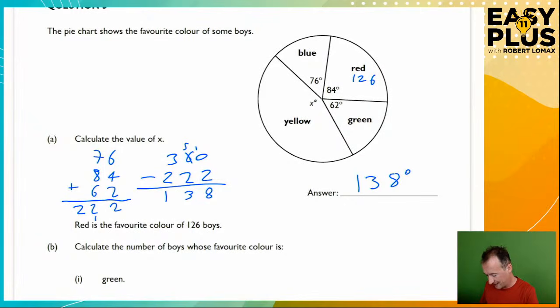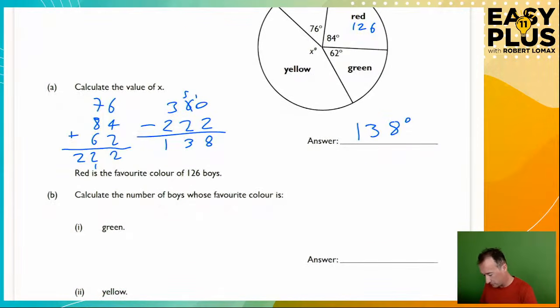We know that 84 degrees represents 126 boys. So the number of boys per degree: we do the number of boys, which is 126, per 84 degrees. Number of boys per number of degrees. Okay, and we want to get that down to per 1 degree. So let's carry on with this.